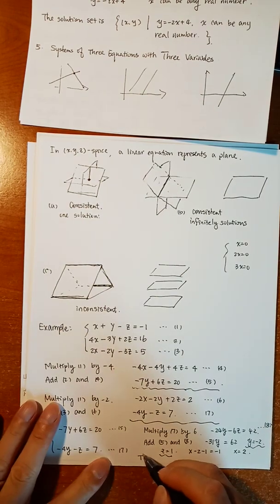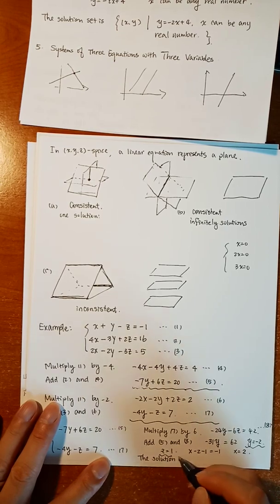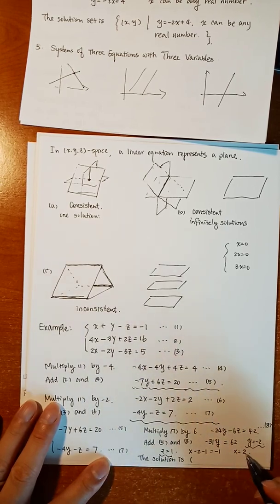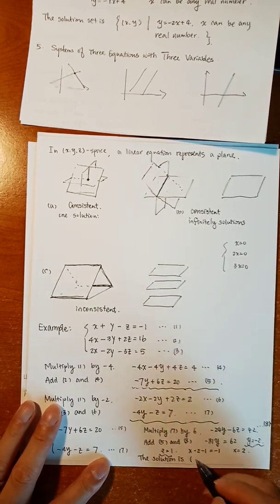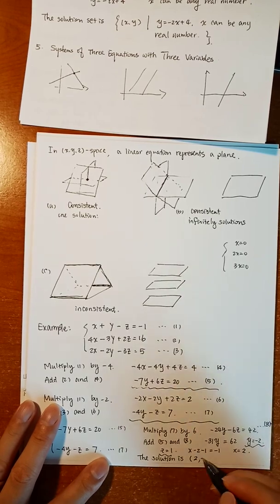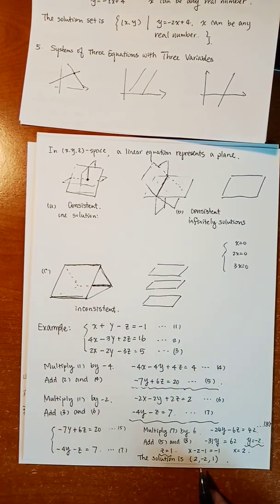So the solution is, remember it's an ordered triple, not a pair. So it's 2, negative 2, and 1. The solution is 2, negative 2, and 1. It means x is 2, y is negative 2, and z is equal to 1.